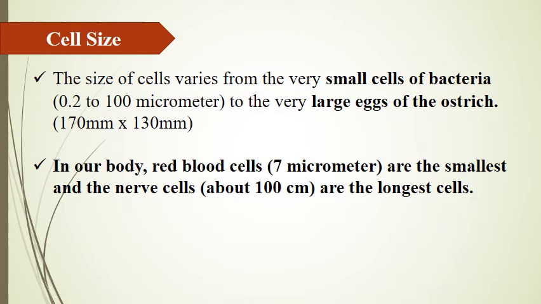It is the smallest cell of our body, and the nerve cells of our body are about 100 centimeter in size, and these are the longest cells of our body. The smallest cell is the RBC, or we can say red blood cell, and the longest cell of our body is the nerve cell, or we can say neuron.